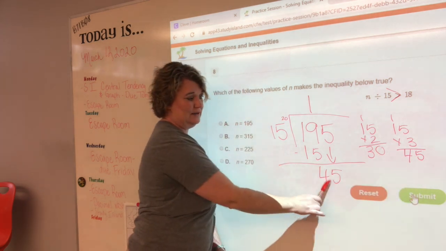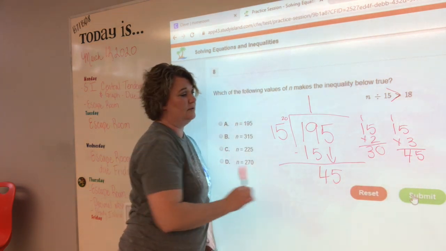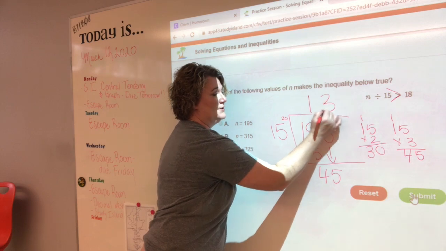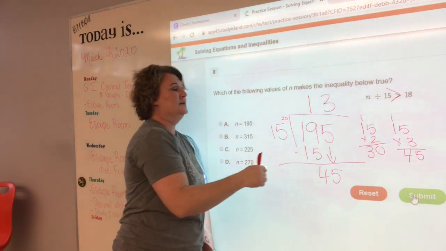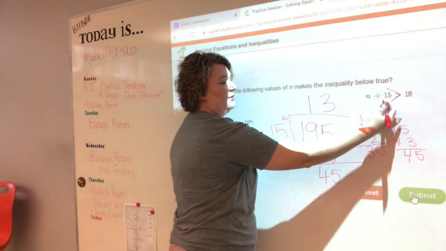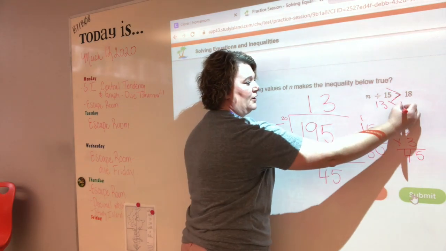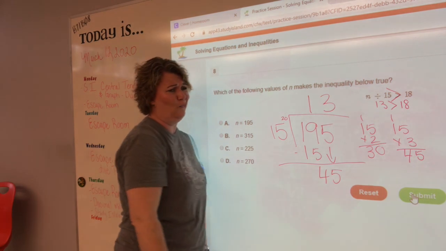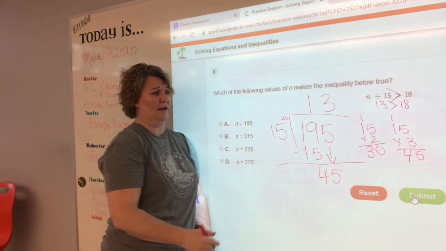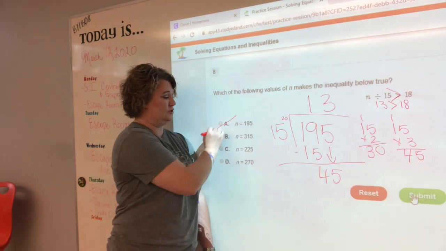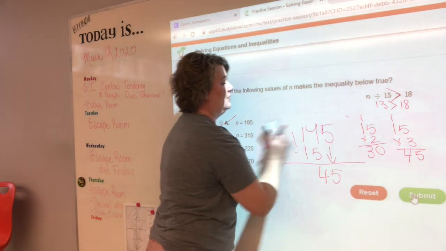Ding, ding, ding, ding, ding. That's exactly what I needed. So that means it can go in there 3 times. So now I've got to plug this 13 right here, and let's see if this makes any sense. Would 13 be greater than 18? No, it's actually smaller than 18. So that would be false, not true. So it can't be A.